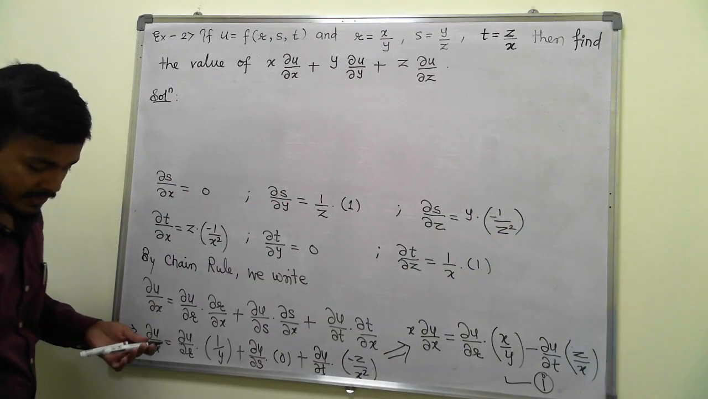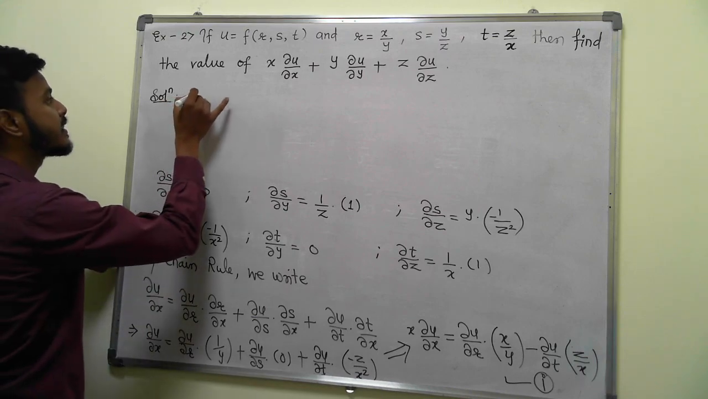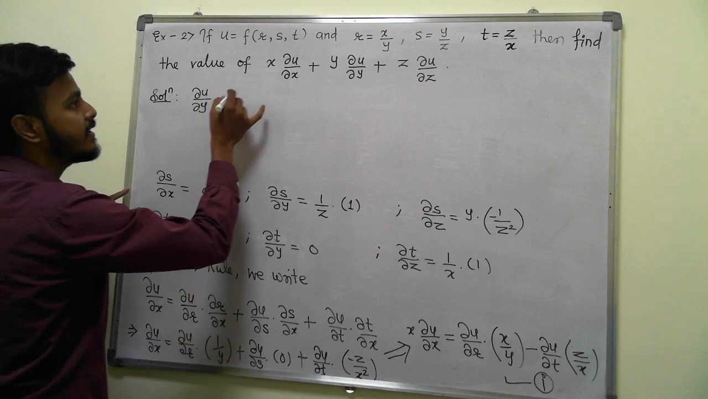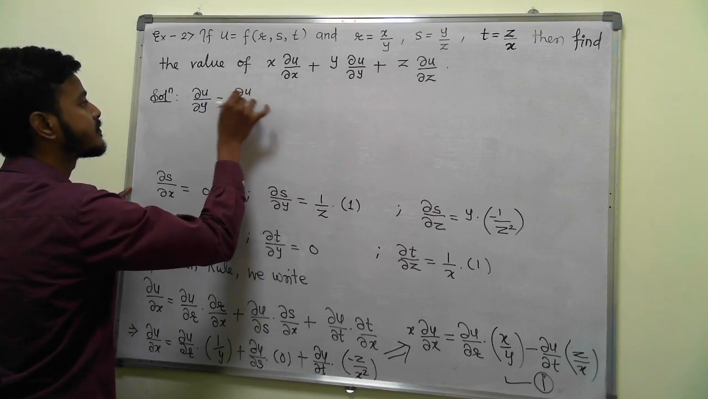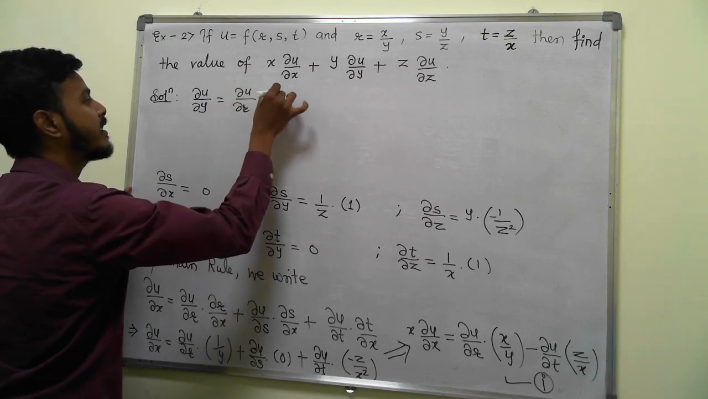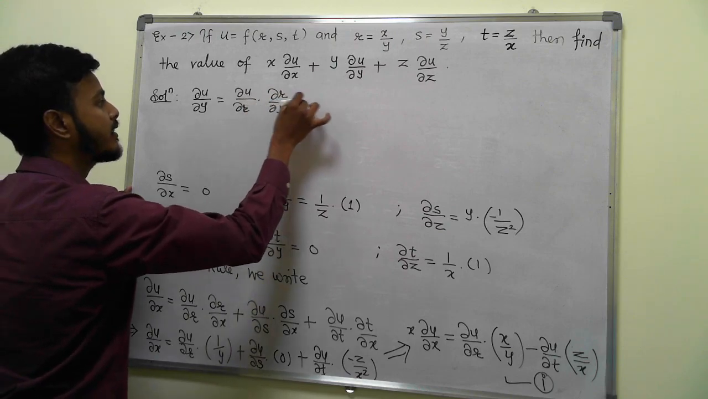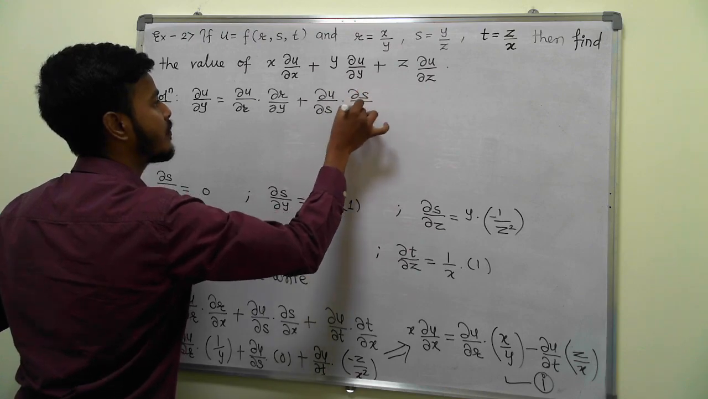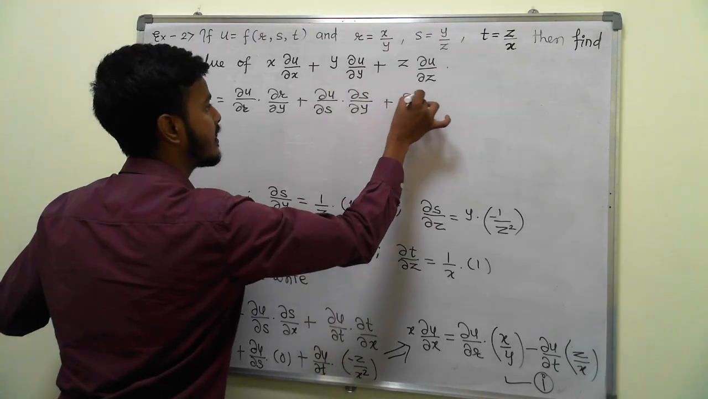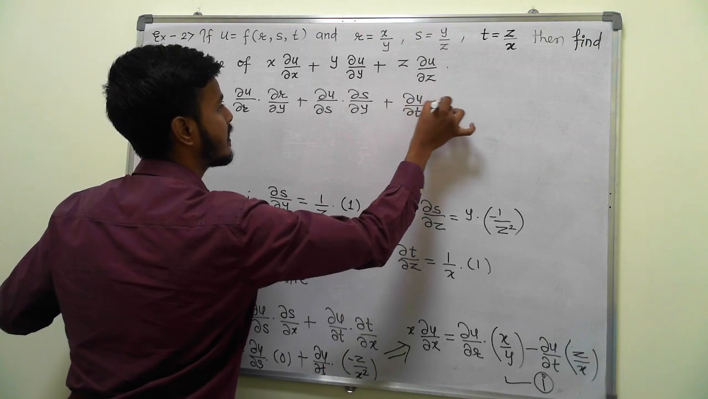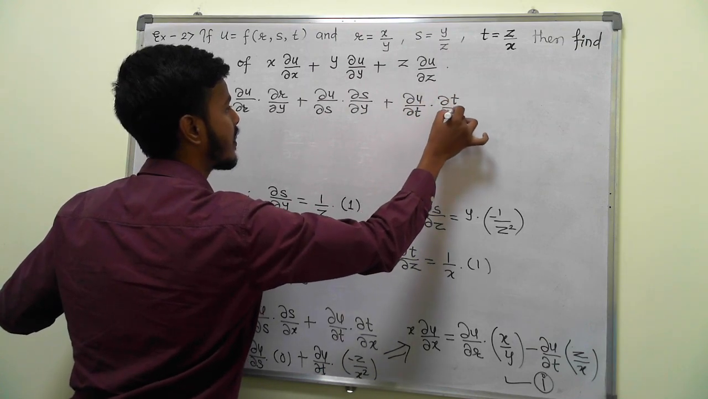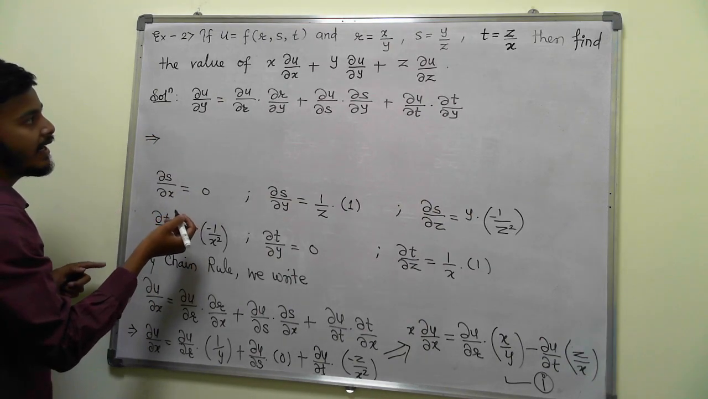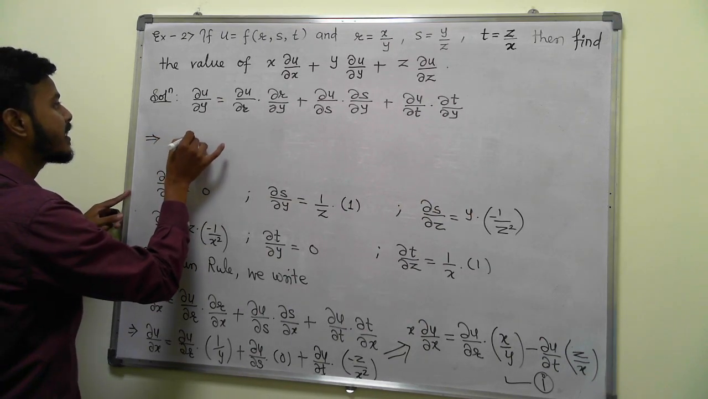Oh, so sorry. The next is del u by del y. So what is del u by del y? That's del u by del r into del r by del y, plus del u by del s into del s by del y, plus del u by del t into del t by del y. You have the values. I will multiply by y also, and okay, let me write it as it is.